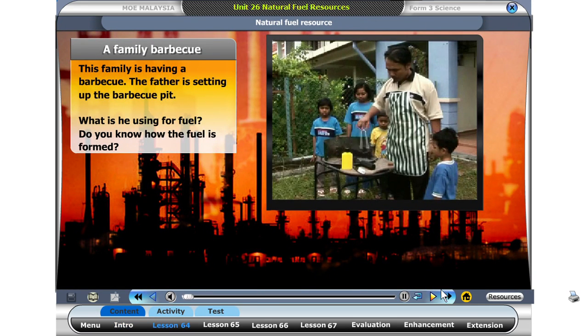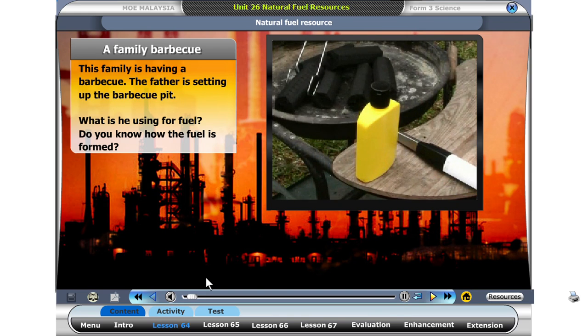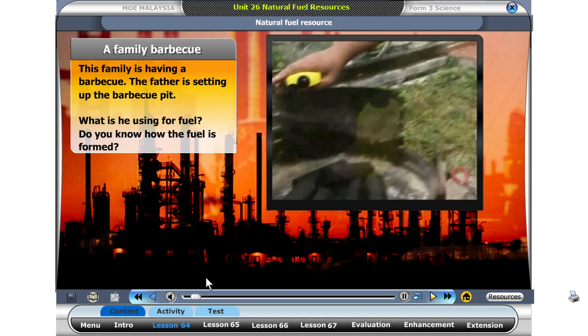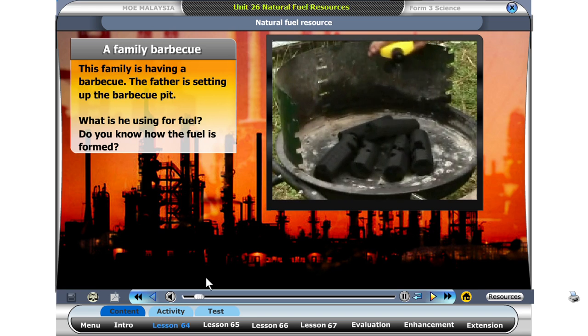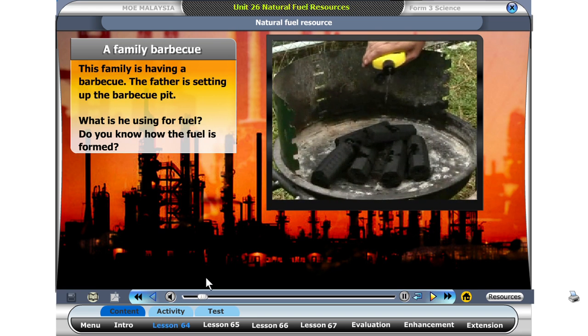This family is having a barbecue. The father is setting up the barbecue pit. Look, what is he using for fuel? Do you know how the fuel is formed?